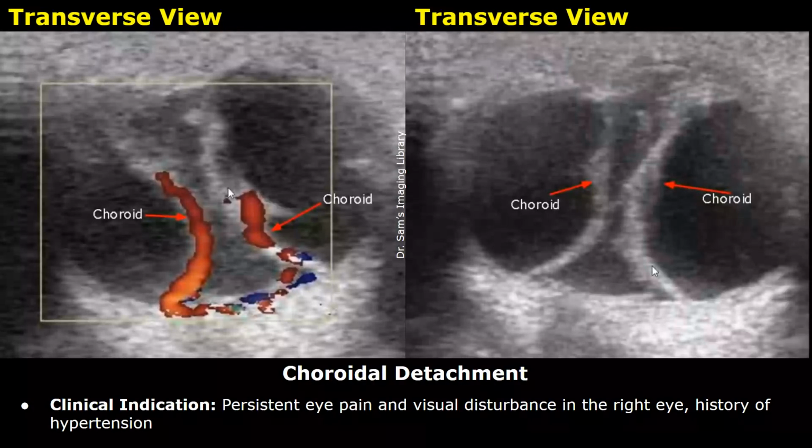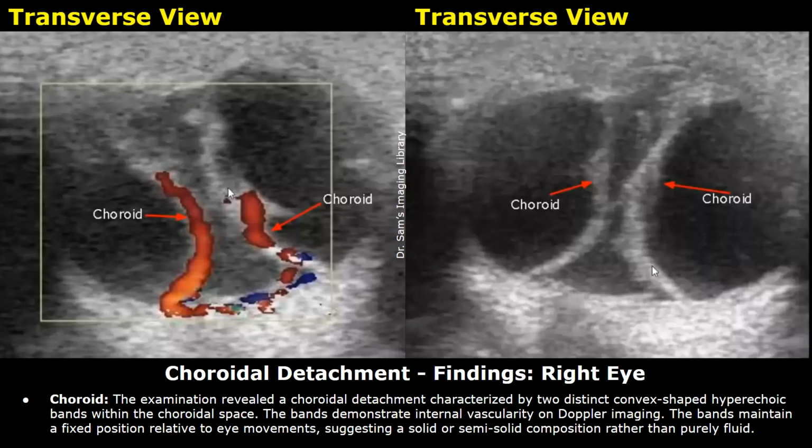This is a report of choroidal detachment. Clinical indication: persistent eye pain and visual disturbance in the right eye, history of hypertension. These are the findings in the right eye. Choroid: the examination revealed a choroidal detachment characterized by two distinct convex-shaped hyperechoic bands within the choroidal space. The bands demonstrate internal vascularity on Doppler imaging. The bands maintain a fixed position relative to eye movements, suggesting a solid or semi-solid composition rather than purely fluid.